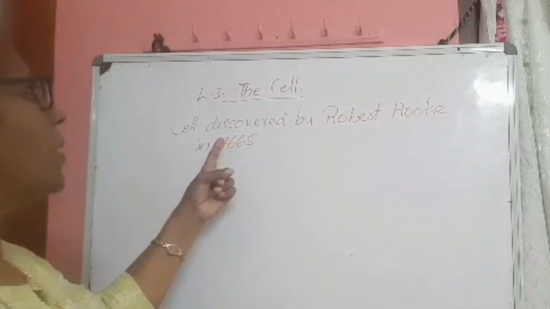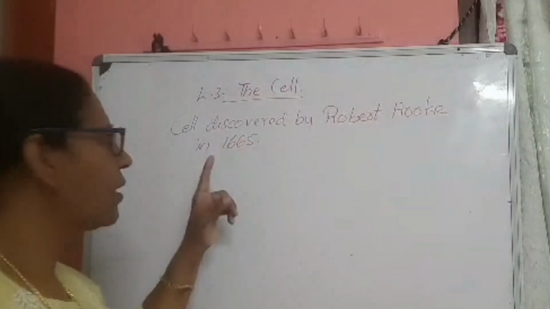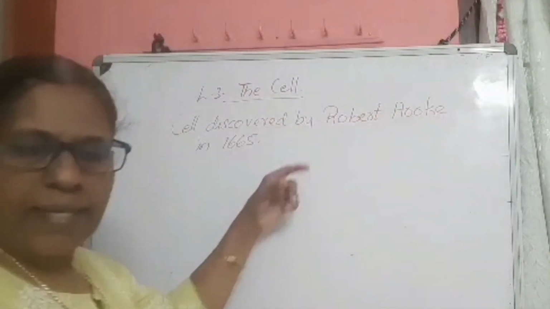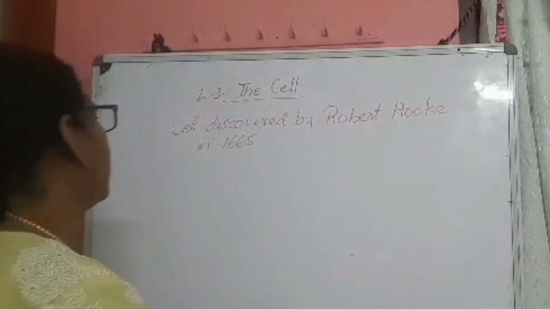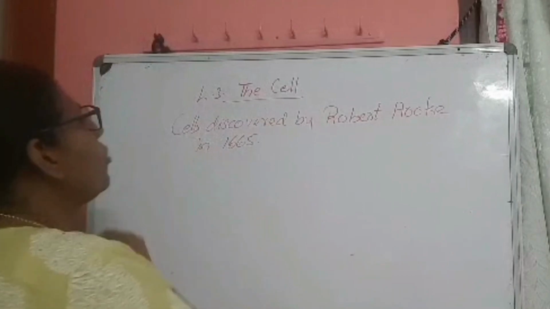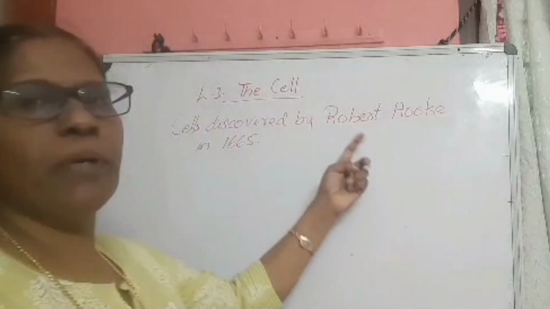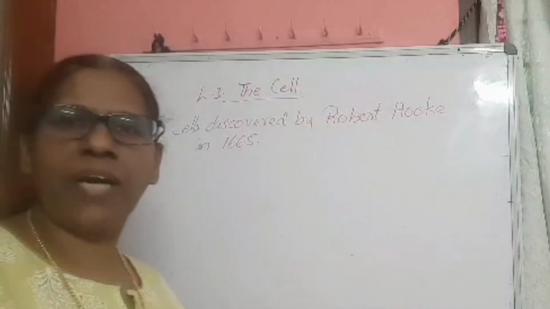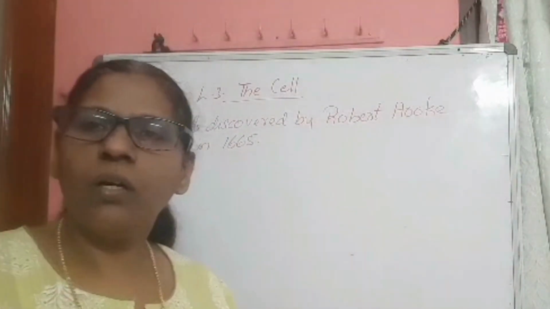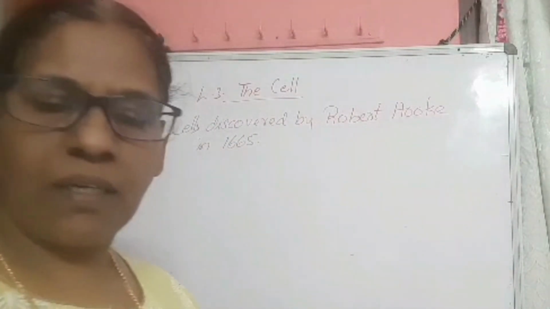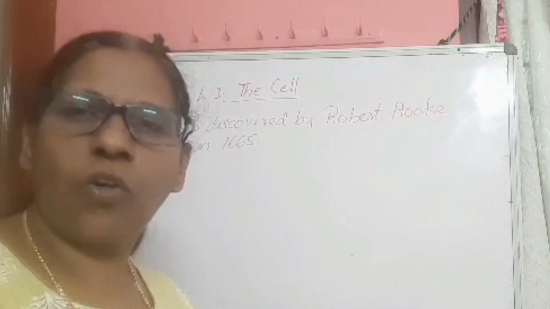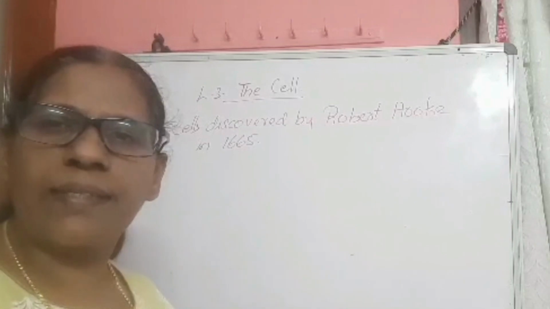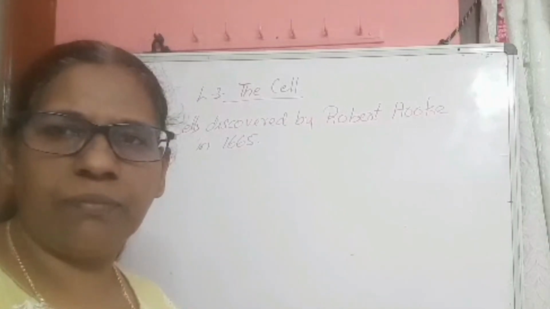Who discovered the cell? Cells were discovered by Robert Hooke in 1665. Who discovered cells? The scientist Robert Hooke. When was it discovered? In 1665.